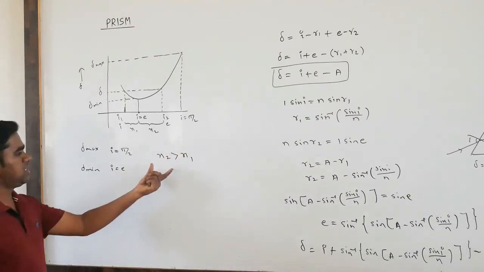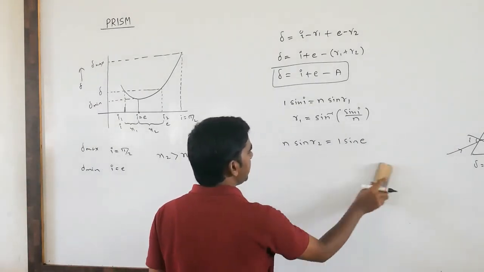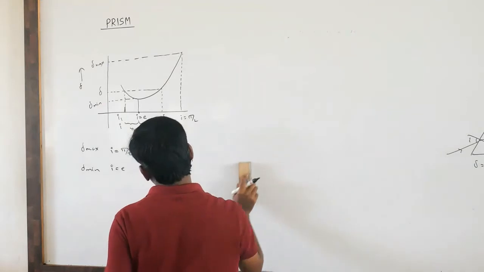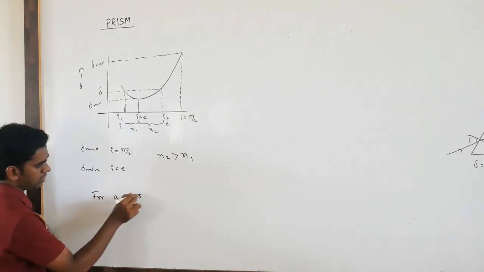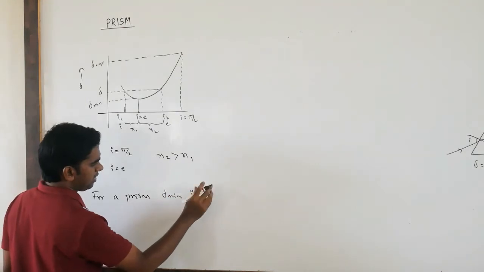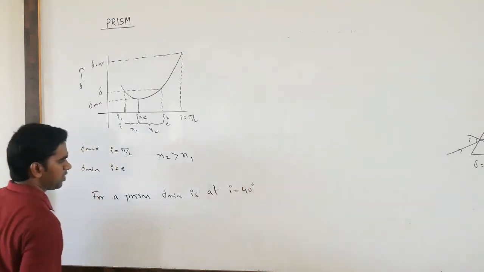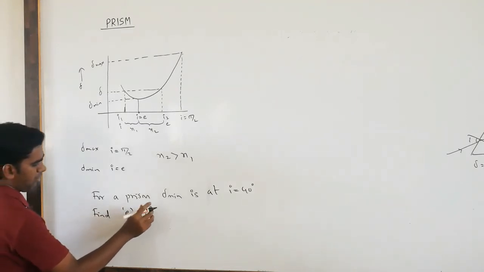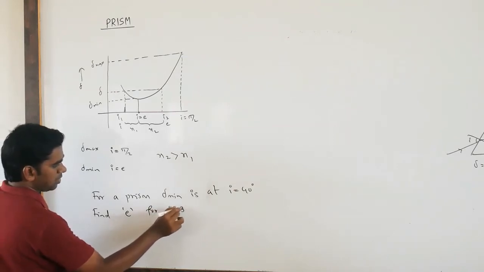So this point will help us to calculate the angle of emergence without wasting much time, if you know about the graph. Suppose a question is something like this. For a prism, delta minimum is at I equals to say 40 degree. Find angle E for say I equals to 32 degree.